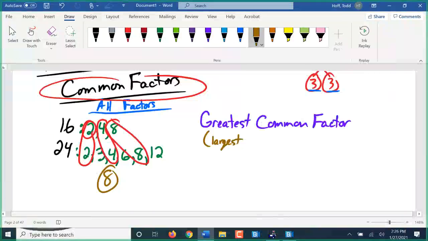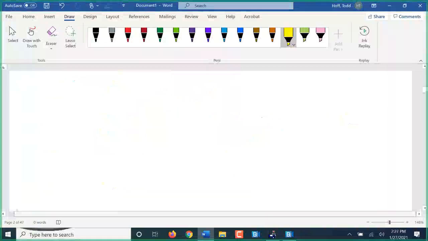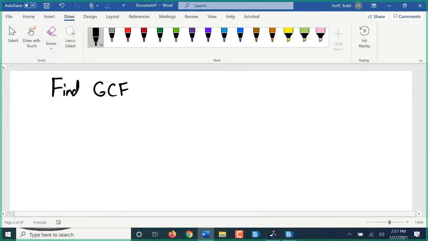Listing out factors like we did here isn't bad for smaller numbers, but if we had large numbers like 260 or whatever, you'd have to list a lot of factors for that. So we can use our prime factoring. I'm not going to write out greatest common factor, I'm just going to write GCF. We're going to find that greatest common factor by prime factors.